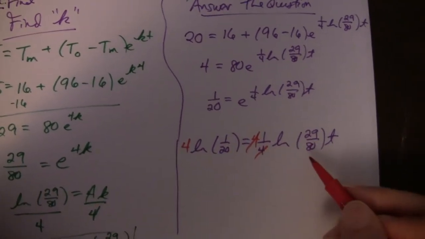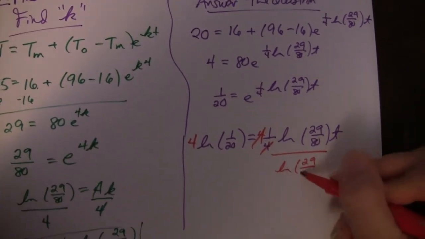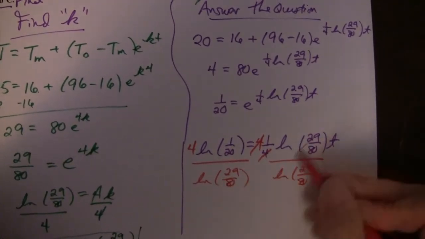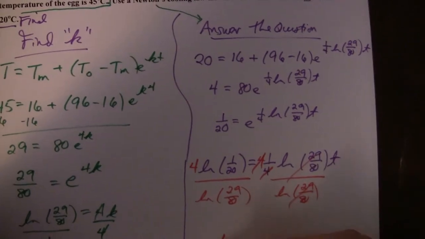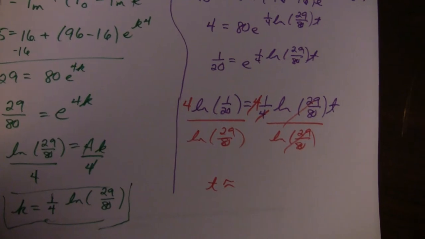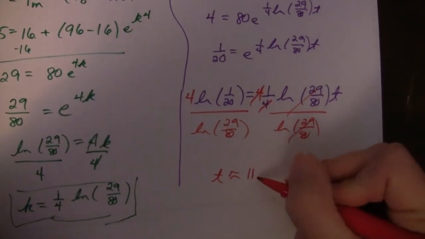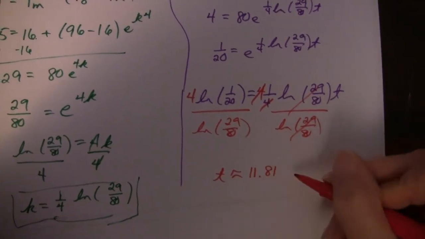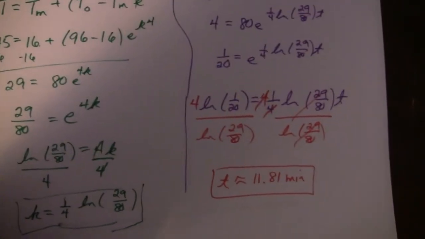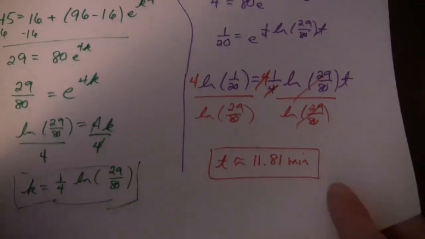How are we going to get rid of natural log 29 over 80? Okay, we'll go ahead here and divide by natural log 29/80ths. Okay, so t equals, you type all that in, and I will wait. And the correct answer is 11.81 minutes. Okay, there you go. Wait about 12 minutes and you can put that hard-boiled egg in your mouth without burning yourself.